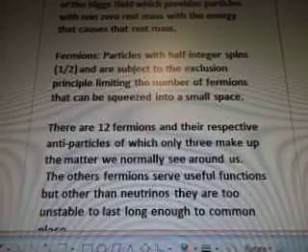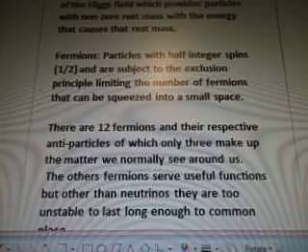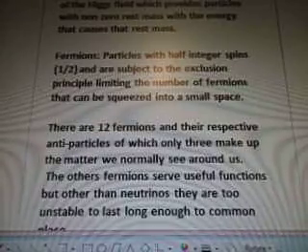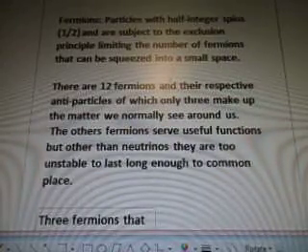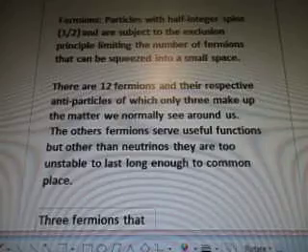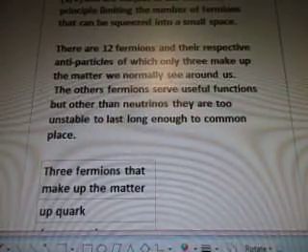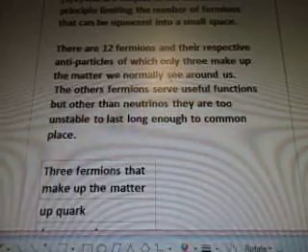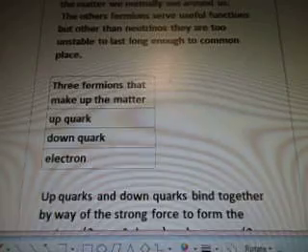So fermions are particles with half-integer spin, 1/2, and are subject to the exclusion principle, limiting the number of fermions that can be squeezed into a small space. There are 12 fermions and their respective antiparticles, of which only 3 make up the matter we normally see around us. The other fermions serve useful functions, but other than neutrinos, they are too unstable to last long enough to be commonplace. The 3 fermions that make up the matter are the up quark, down quark, and electron.